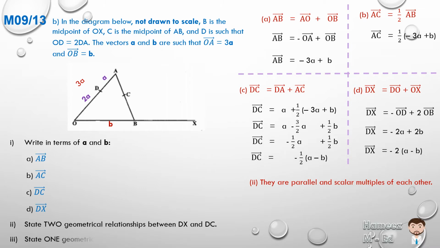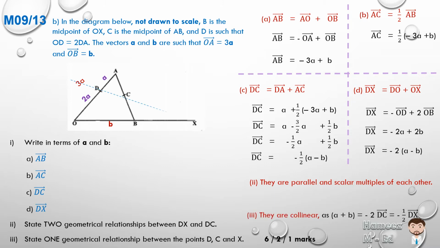And in part 3, state one geometrical relationship between the points D, C, and X. Since they are all parallel and scalar multiples of each other, plus they share the point C and D, then they are collinear.